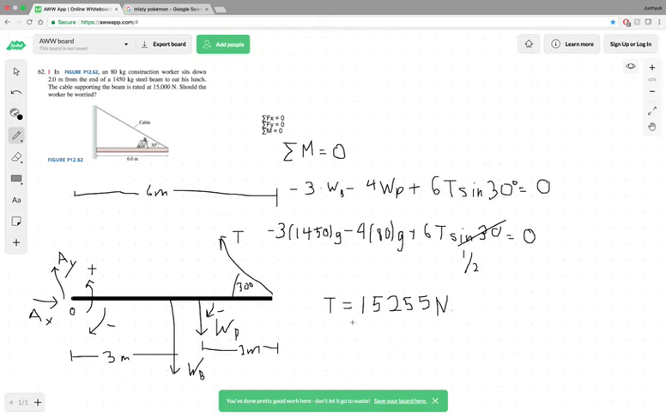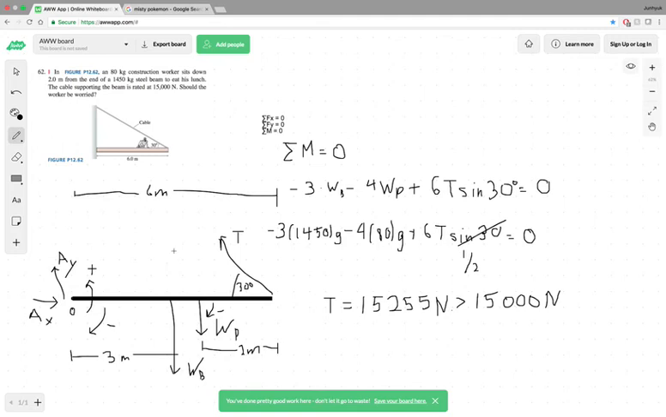Now, what does this mean? We have a cable supporting the beam, which is rated at 15,000 newtons, but the tension that we actually get out of this system, where this construction worker is placed 2 meters from the end of the beam, requires a tension force that is 15,255 newtons, which is greater than the rated 15,000 newton force.